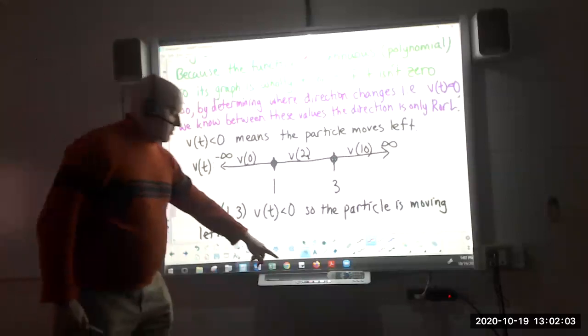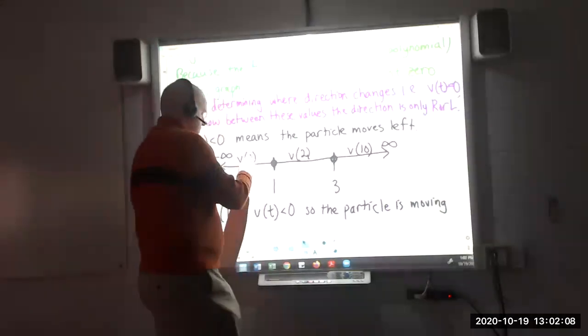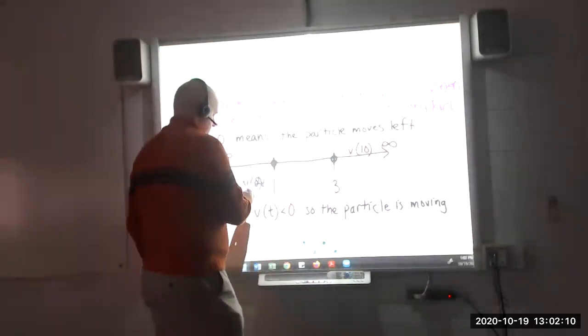V of t less than 0 means the particle is moving left. Oh, those weren't supposed to be there yet. Sorry for confusing you.